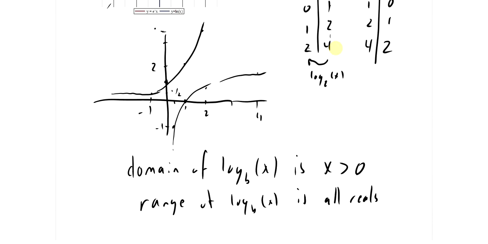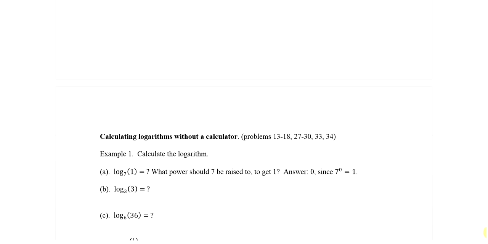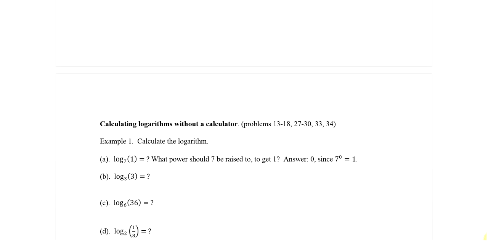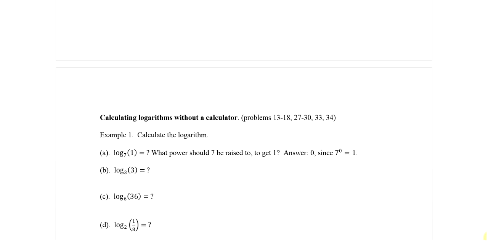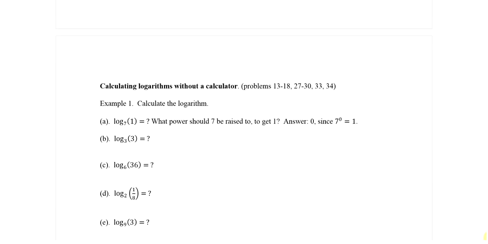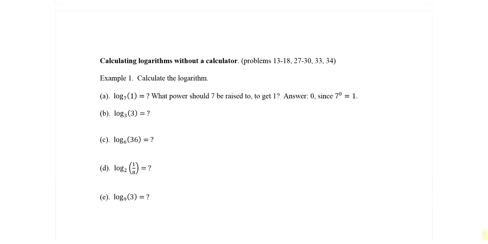So let's see how some logarithms work. This is problem section 2.6, dealing with problems 13 through 18, 27 through 30, 33 and 34. Can you calculate logarithms without a calculator? So what's log base 7 of 1? Well, this is asking a question. What power should 7 be raised to get 1? Well, 7 to the 0 equals 1, so the answer is 0.